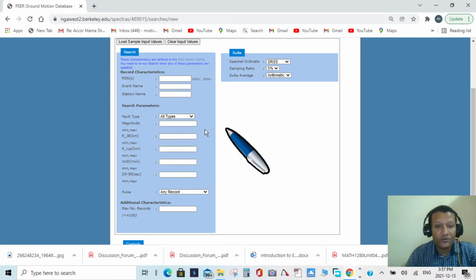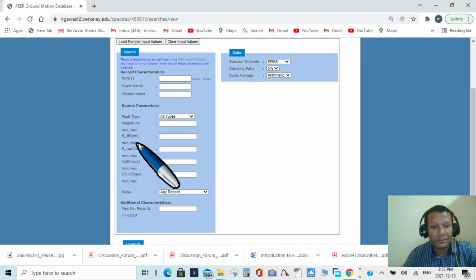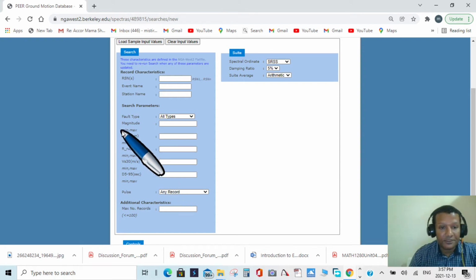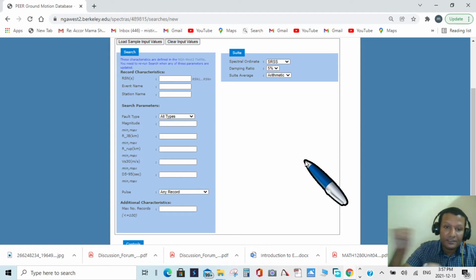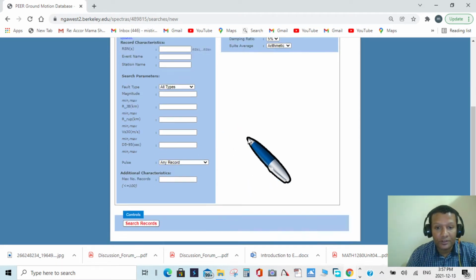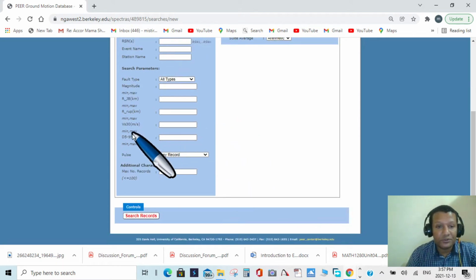about earthquake engineering and geology. You should know what a strike-slip fault is and so on. The magnitude, if you want a particular magnitude. RJB and R rupture, as I showed you before: R rupture is the closest distance from the fault, and RJB is the projected distance from the site to the fault. This is VS30, shear wave velocity in the top 30 meters. This is also from the code. For us, we use it as per the code.